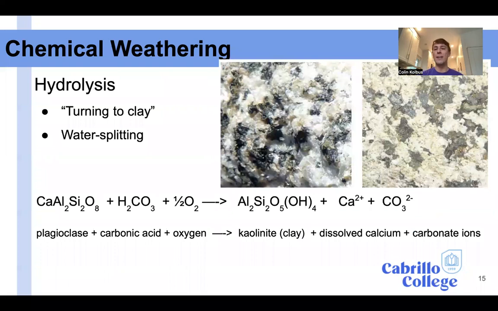Our final chemical weathering process is hydrolysis, which is the process in which we turn things to clay. It splits water and then adds a hydroxide ion to a material, turning it into a new mineral. Here we've moved from a plagioclase, which is a silicate mineral, to another type of silicate mineral, but it's now a clay that we would classify as a clay. So that's pretty cool.